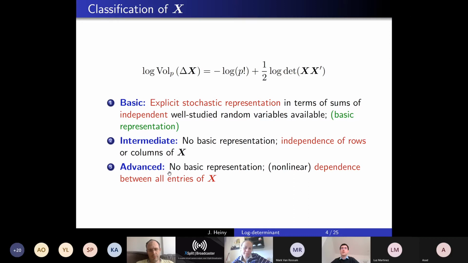And in the third group, you have the advanced class. There's no basic representation, and even possible nonlinear dependence between all the entries of the data matrix.